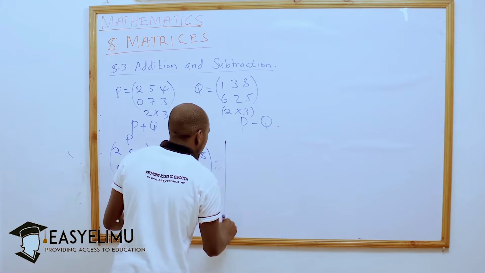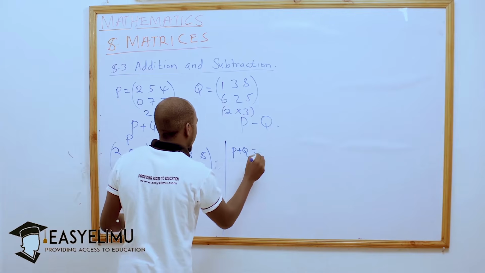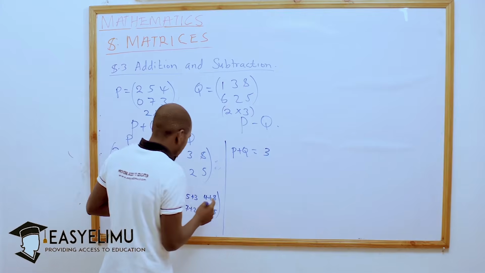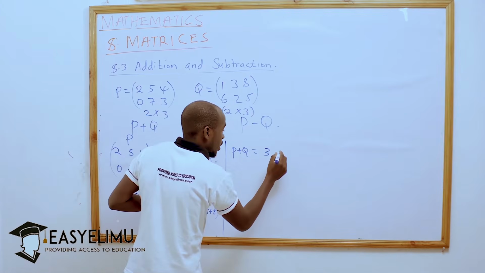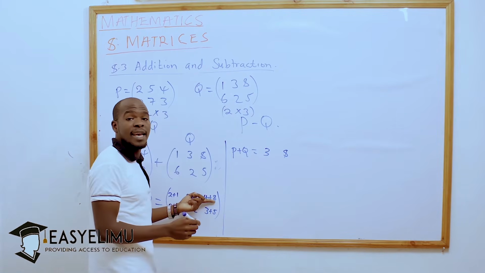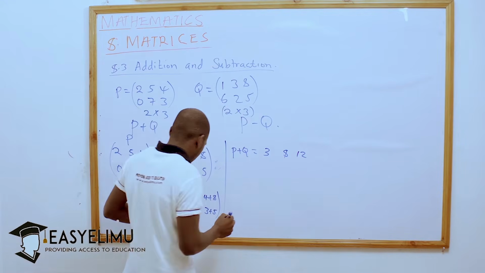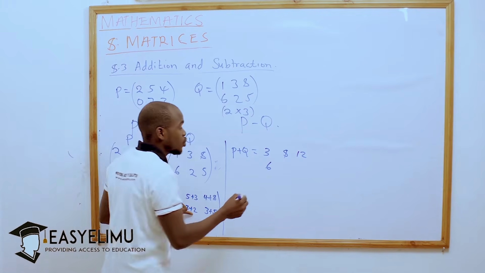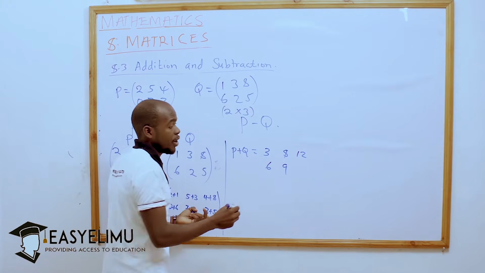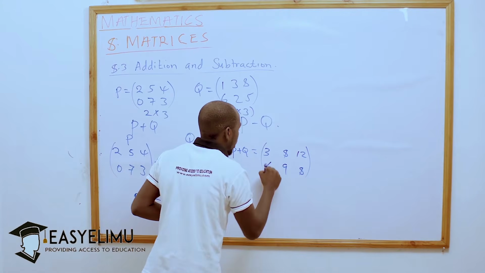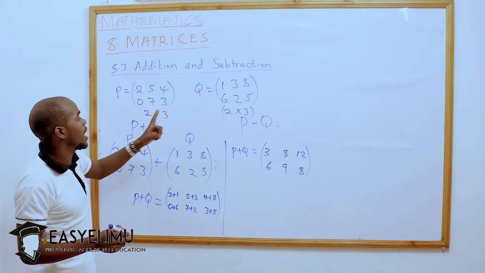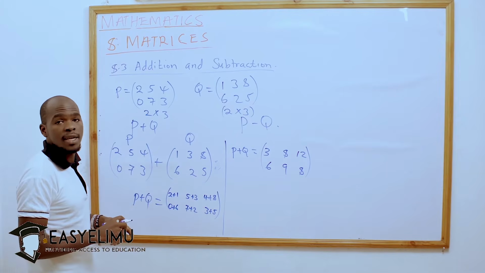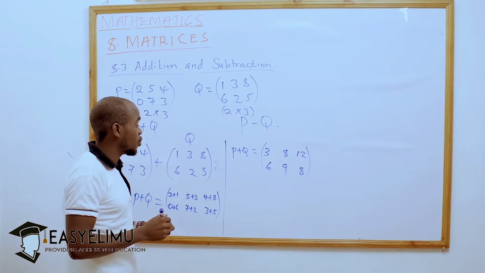For P plus Q, you will find that 2 plus 1 gives you 3. Here 5 plus 3 is 8. 4 plus 8, you're going to get 12. 0 plus 6 will be 6. 7 plus 2 gives 9. And here you get 8. So if you take P plus Q, you are going to get 3, 8, 12, 6, 9, 8. That's what you will find.